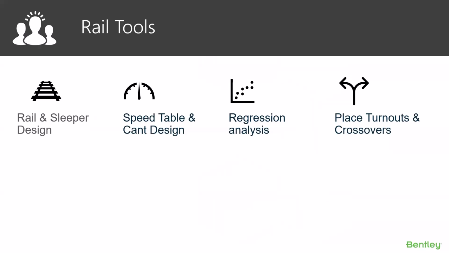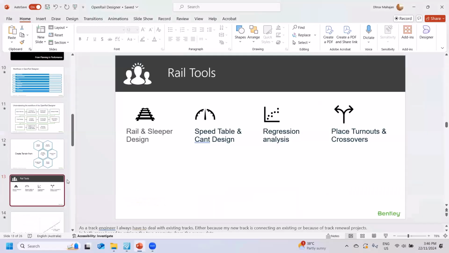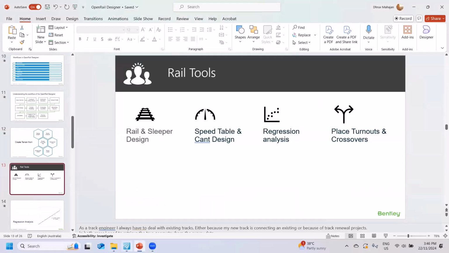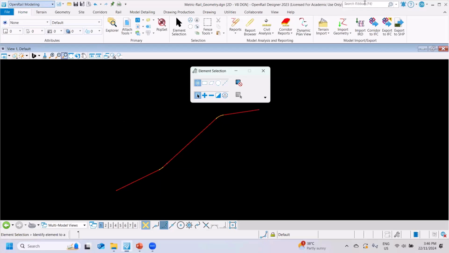Now, coming to the next part, which is going to be more focused on rail tools. Before we go on and try to understand all these different tools that we have in terms of rail design, we have your cant design and so on. We are going to have a look at the product itself. So we are going back to the OpenRail Designer. We are presently in the interface, and I have opened one of the files, right?